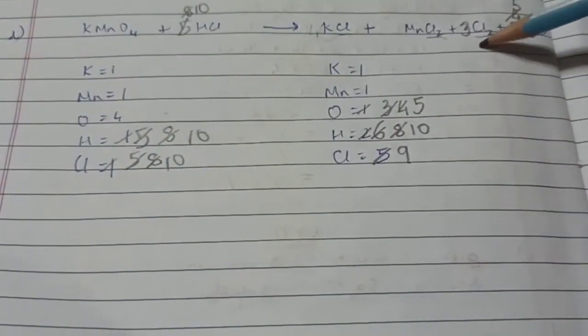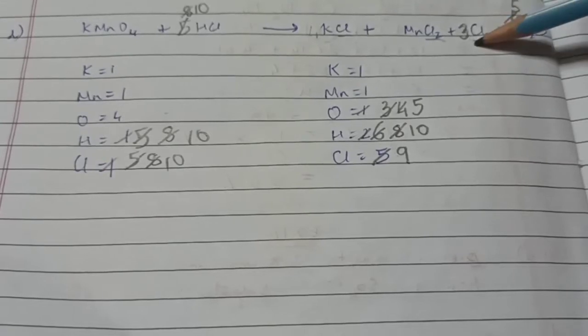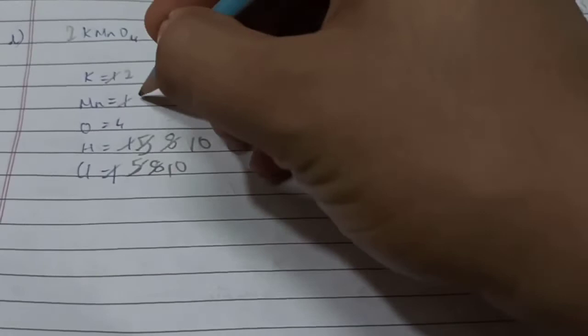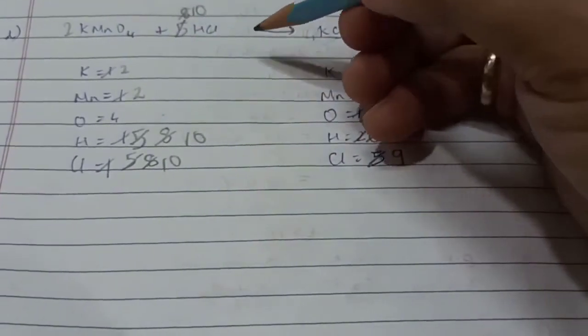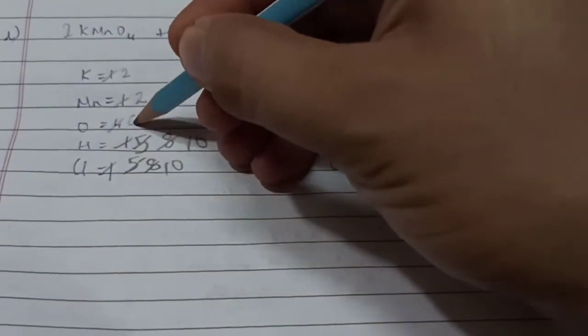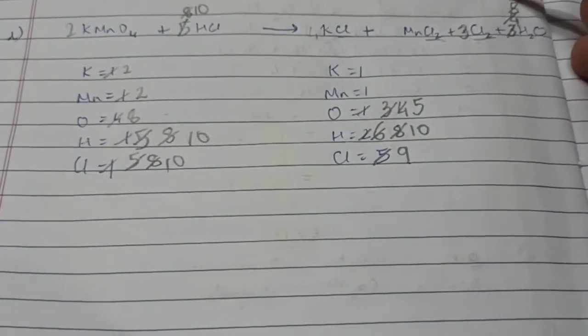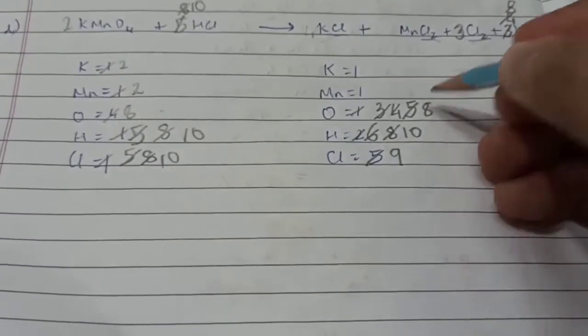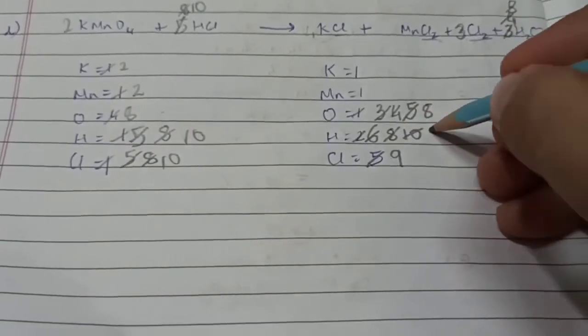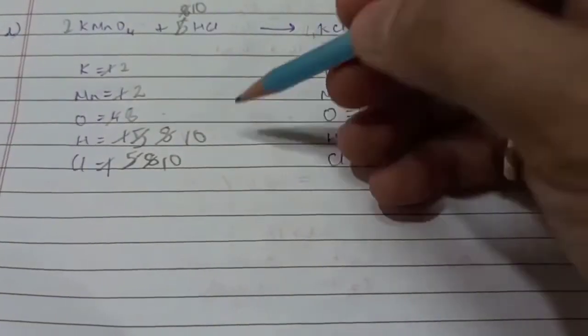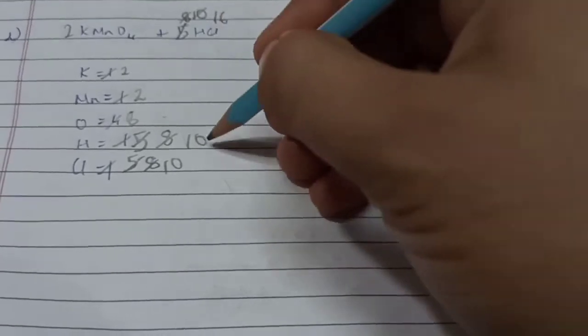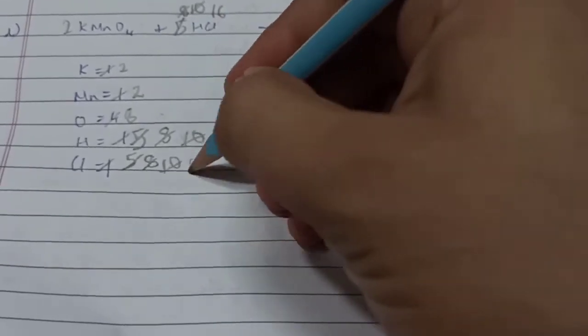Chlorine is less. I'll have to increase that as well out here. But let me increase this first. Put a 2 out here, 2 out here, 2. What else changes? Oxygen changes. 2 into 4, 8. How do I make this oxygen 8? Put an 8 out here. Okay. And 8 into 2, 16. That means to make this hydrogen 16, I'll have to cut it and write 16. I have no choice. Chlorine becomes 16.